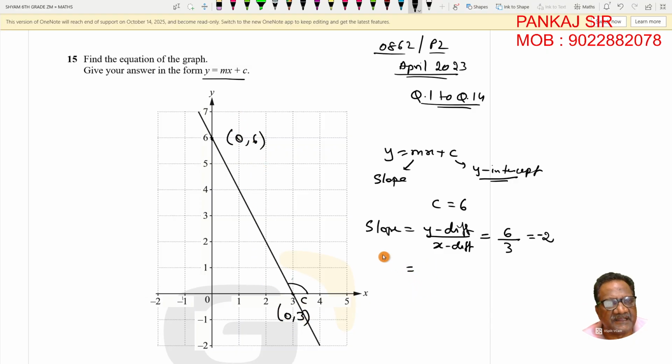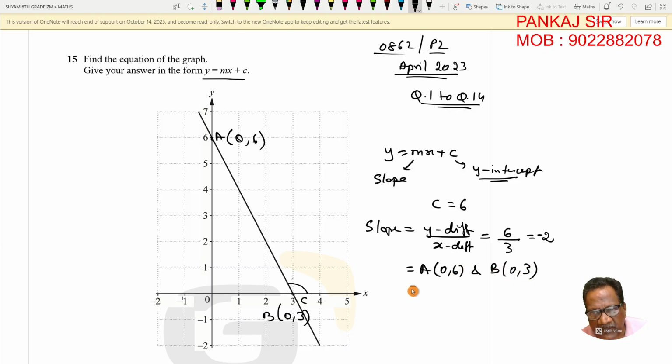So the points are, say this is your A and this is your B. Okay, so A has coordinates 0, 6 and B has coordinates 0, 3. From here you take the y difference. So the y difference will be 6 minus 3, upon the x difference, you go this way only, from here to here.